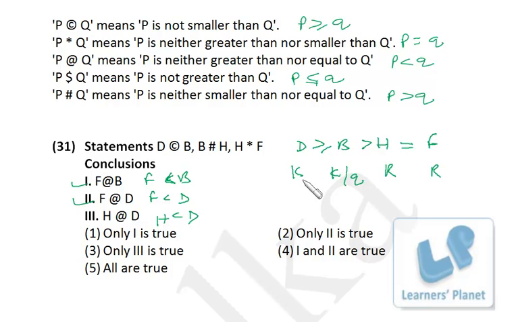H and D, definitely D is king, H is rook. So we can even say that. So all the three are true. All of them are true, right? Very easy.